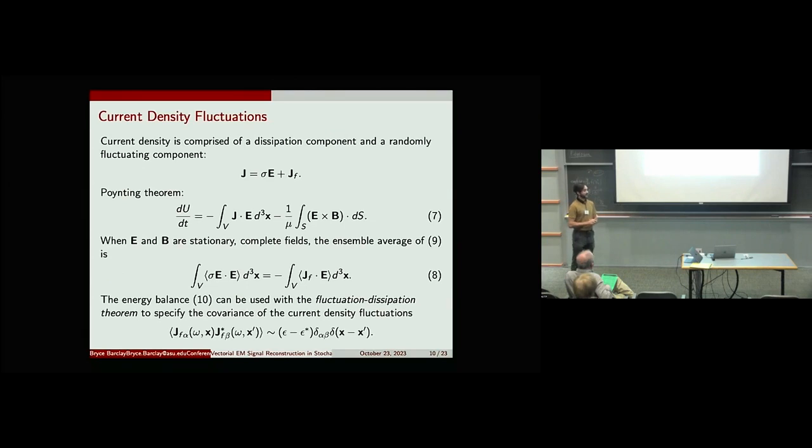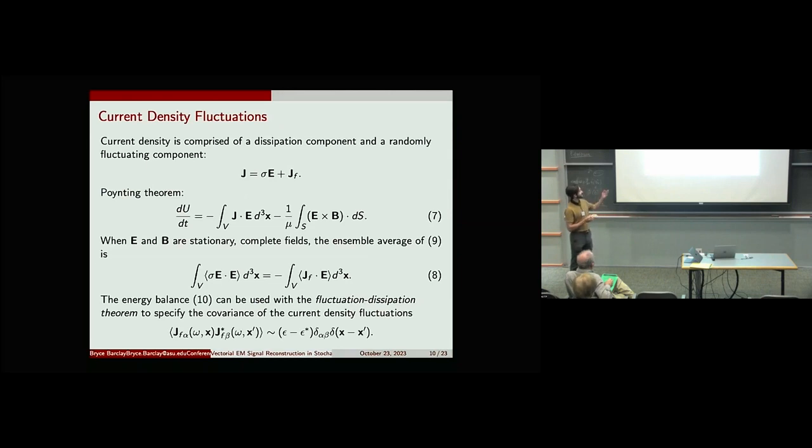So in this case, for this last model, which is fluctuational electrodynamics, the current density is broken up into Ohm's law, so this sigma E, which is the dissipation component, and a fluctuating component, J sub F, which is the stochastic component. And we can obtain a relation between the dissipation and the fluctuations, which tells us how to model the stochasticity by using the Poynting theorem and getting an energy balance.